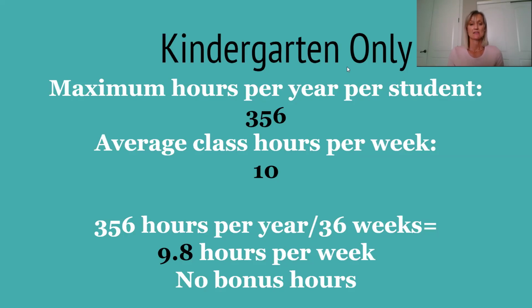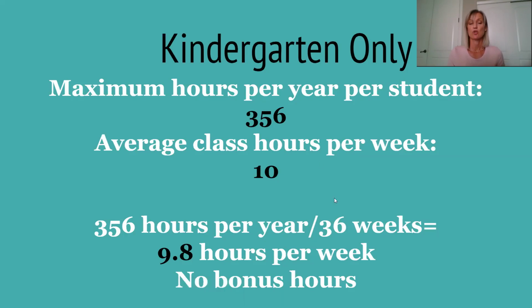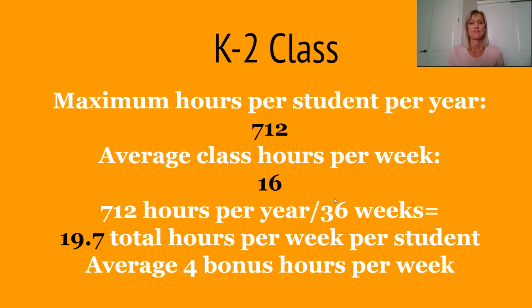You'll notice that the number of hours per week and the total you get for the whole year are the same. So you have no bonus hours if it's kindergarten only. If it's a K-2 class, the maximum hours per student per year is 712. If you take the 712 and divide it by 36 weeks, that is 19.7 total hours per week on average that you could have. So that would be 16 class hours and 4 bonus hours per week per student.